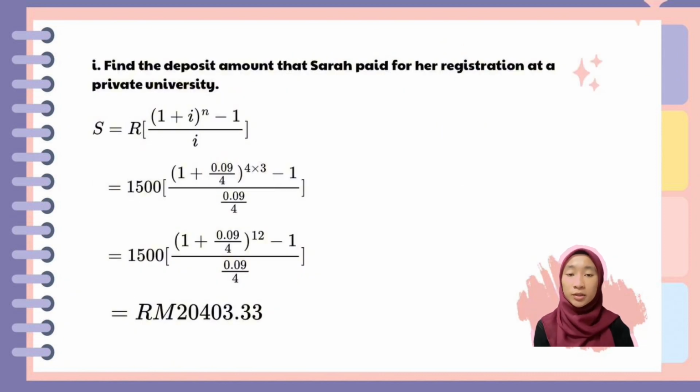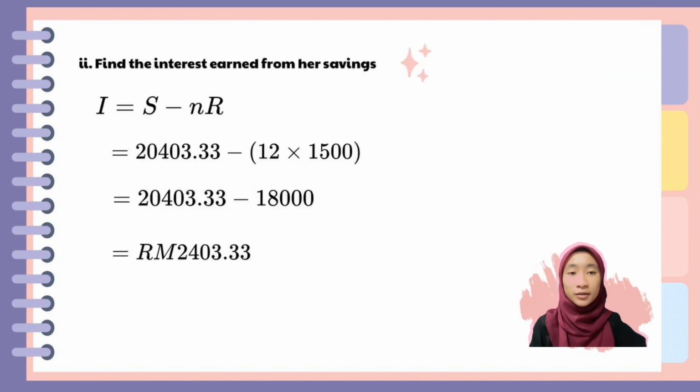To find the deposit amount, we need to use the formula of capital S, where we need to find the future value. From the situation, we know that the value of R is RM1,500, which is the value of periodic payment. The small letter i, which is the periodic interest rate, is equal to K over M. K is the nominal interest rate, which is 9%, and the frequency of conversion, which is M, is 4. Also, the small letter n refers to M multiplied by T, and the value of T is 3. Then, after we calculate and substitute the values, we will get the answer for S as RM20,403.33.